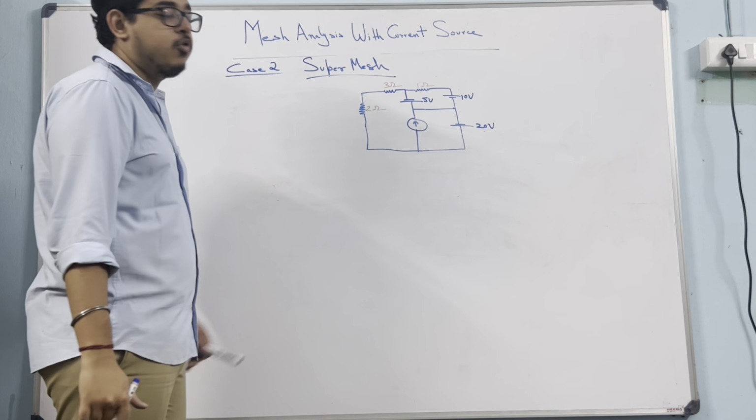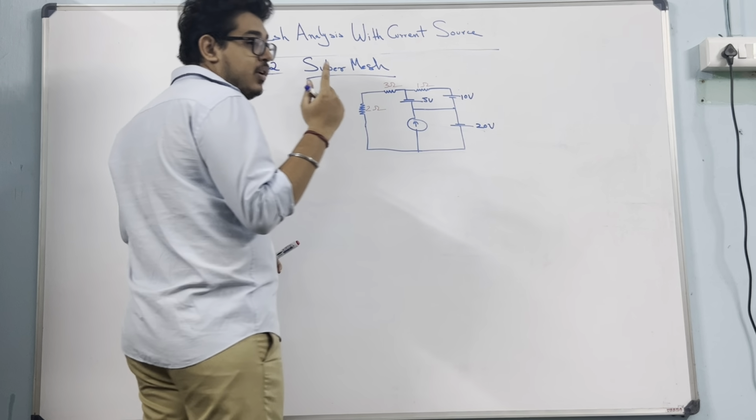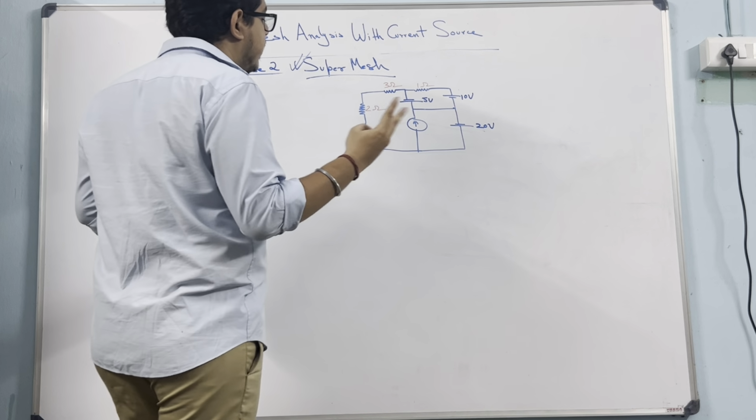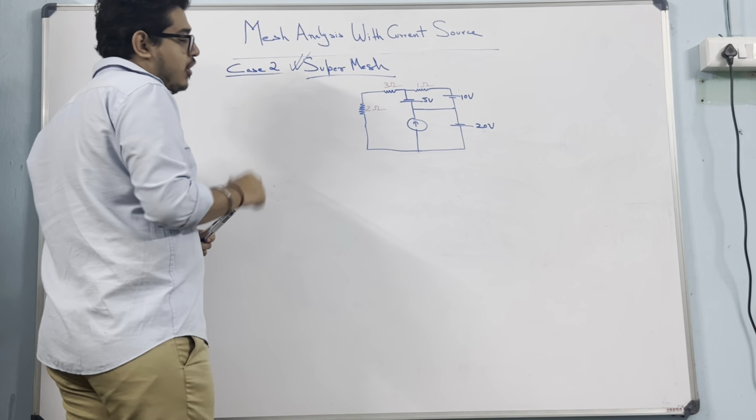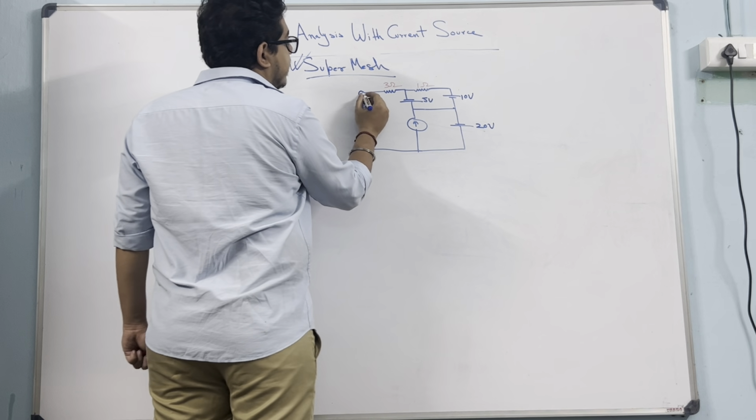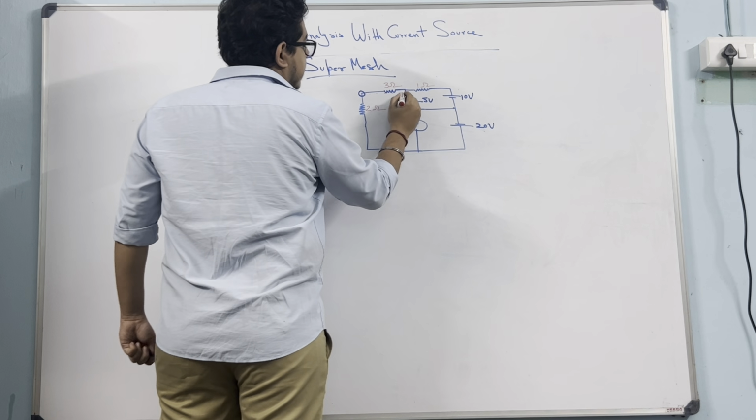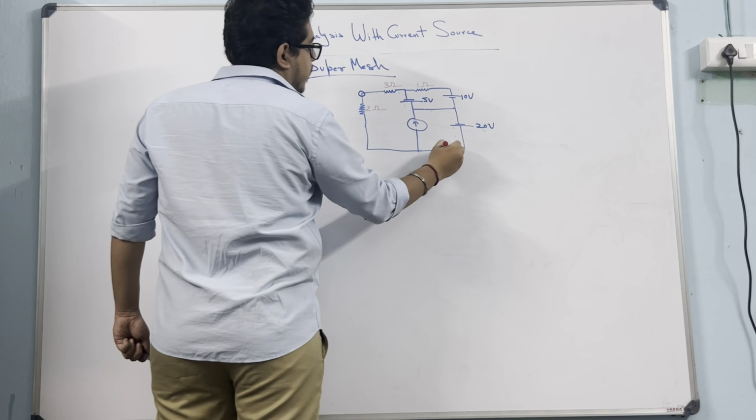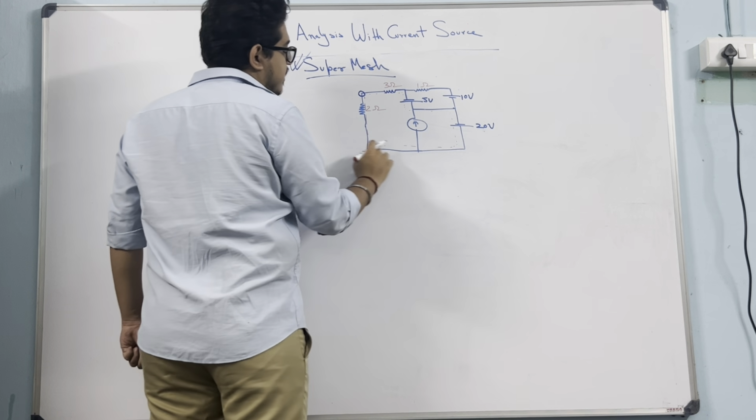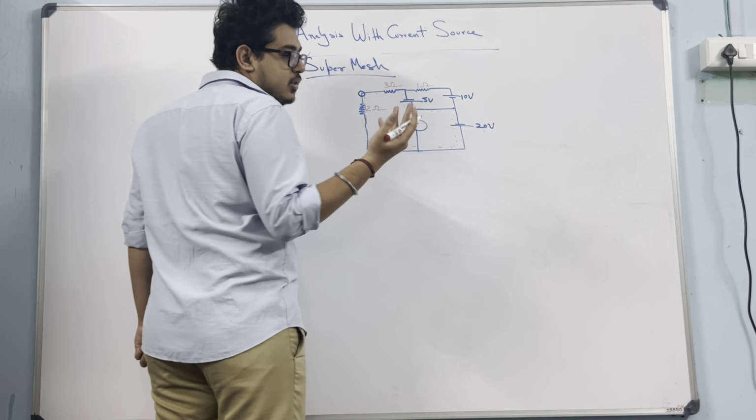So since the current source is in between 2 meshes, we will think of something we just learned, that is supermesh. So we need 3 equations. How many equations can I make? 4 equations. One supermesh I can start from here, I can go like this, I can write the equation like this. I can follow this path. Still it's a closed path. If I start from here and come like this, it will be a closed path, and the sum of all the voltage drops will be equal to 0 by KVL.